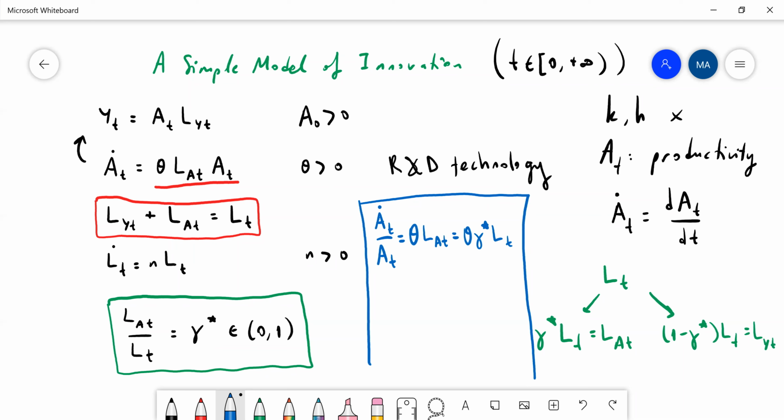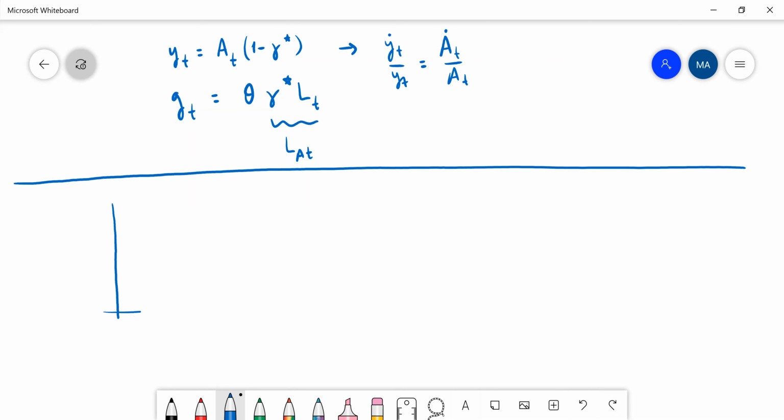Now, let's think of this entire thing in terms of time. Okay, suppose that time is on the horizontal axis and y_t is on the vertical axis. So obviously, the growth path will look like this.